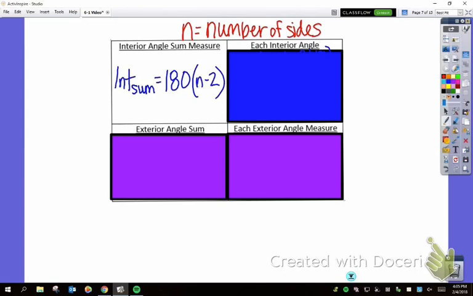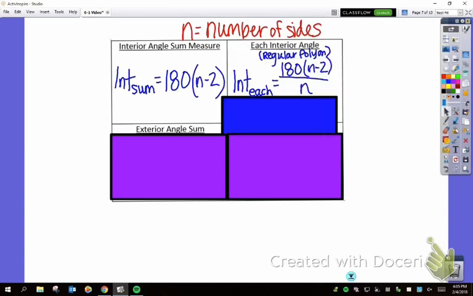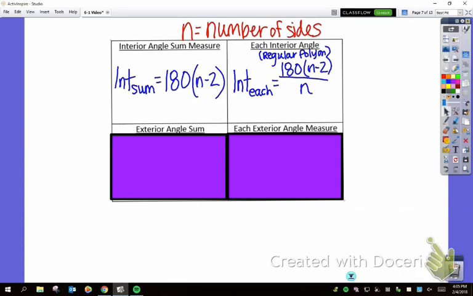Now if I know the interior angle sum measure, if I want to find each interior angle measure, then I take the sum and I divide it by the number of sides. Now, this formula can only be used if I have a regular polygon, because the angles are only equal to each other when all of the sides are equal to each other.